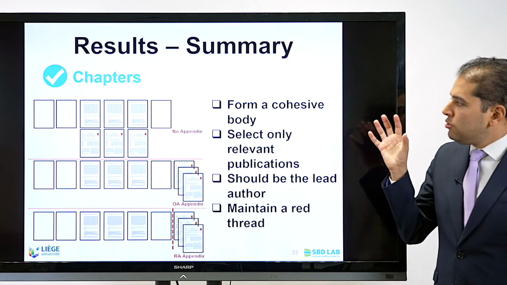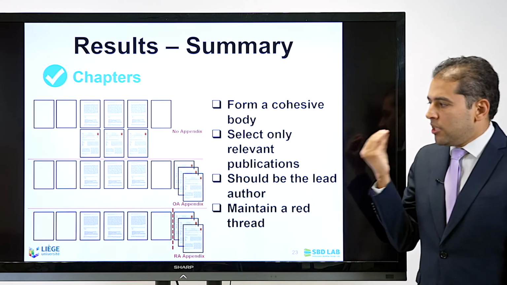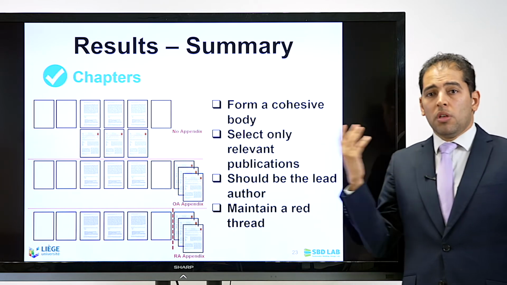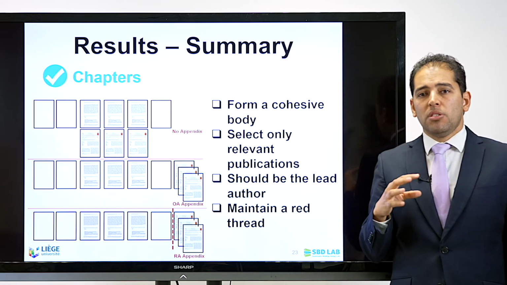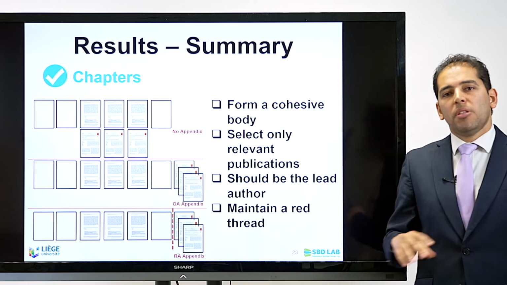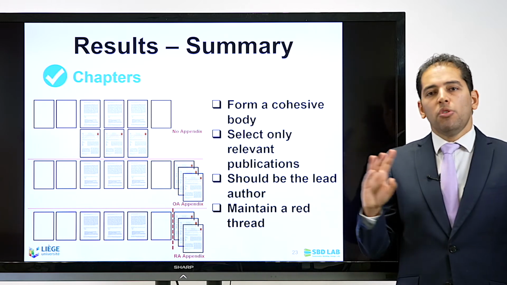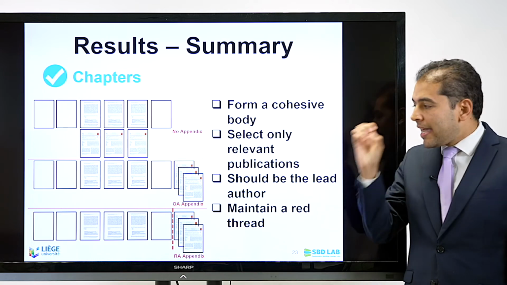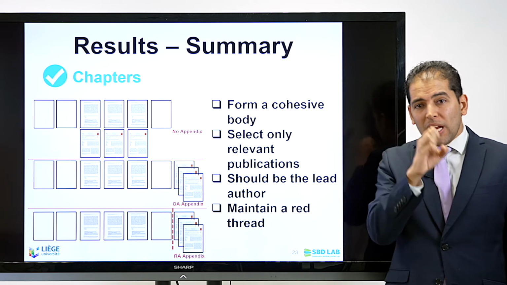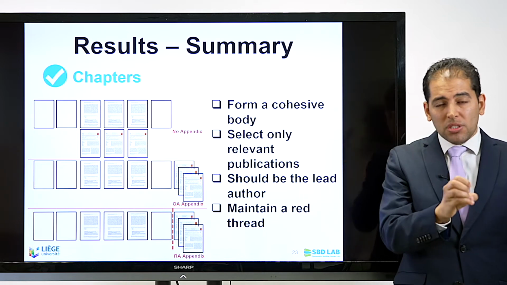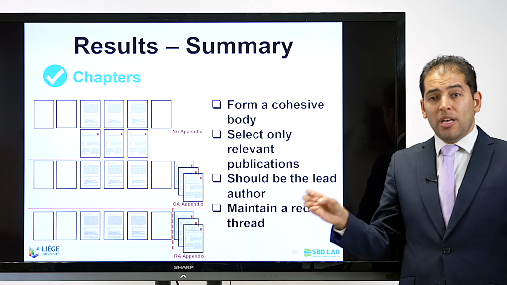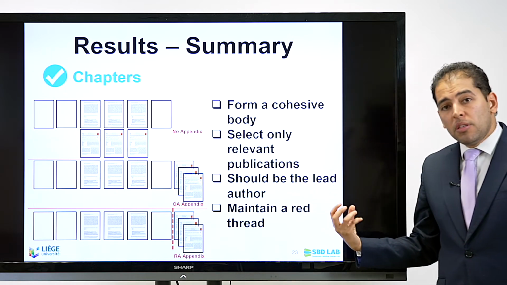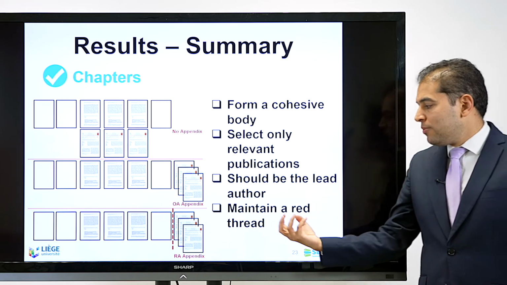Make sure that you form a cohesive body at the end of the day. Select only relevant publications. It's not that you're making a list. I know a PhD student, I don't want to say his name, but he is unbelievable. He will put anything he published in, even irrelevant work. This is wrong. Be selective. What are the most relevant? 3 relevant journal publications are better than 4 or 5. Reduce the time of reading your thesis. It should be led by you; you should be the lead author, and you have to maintain the red thread.